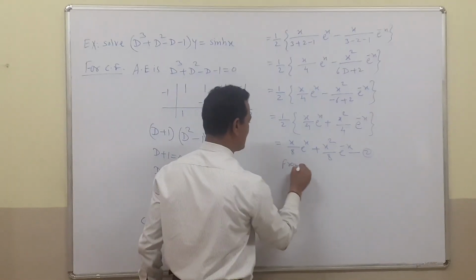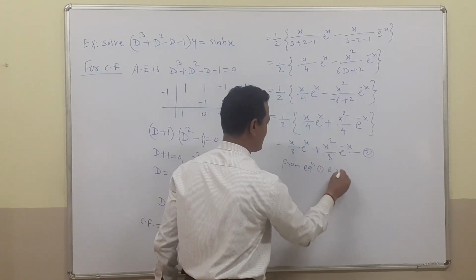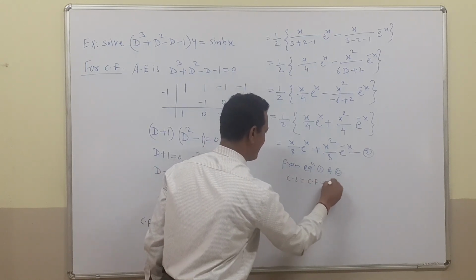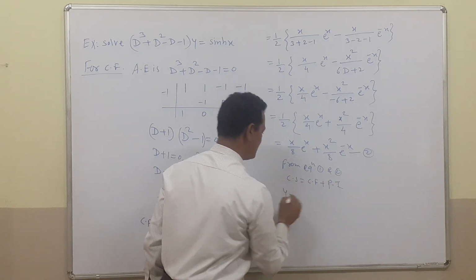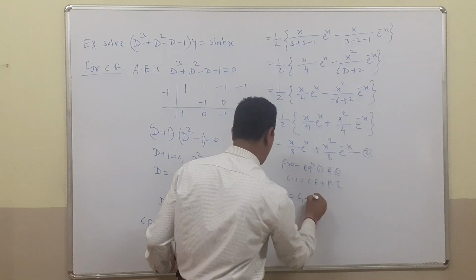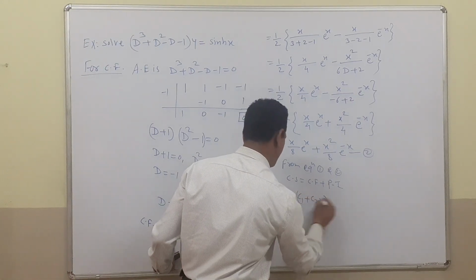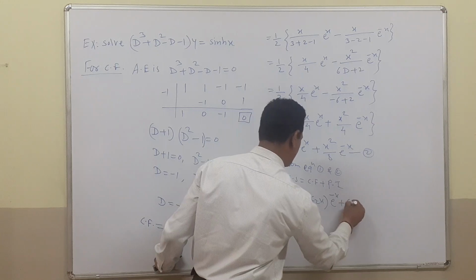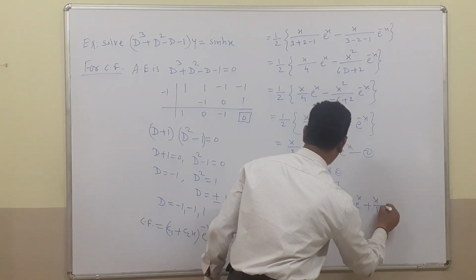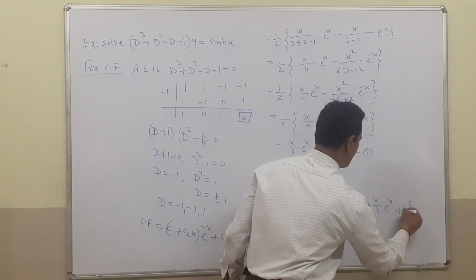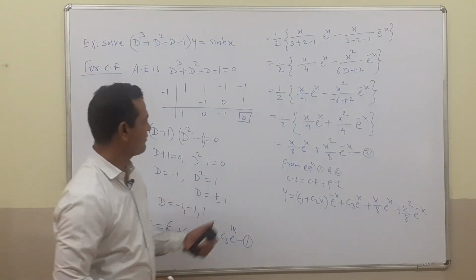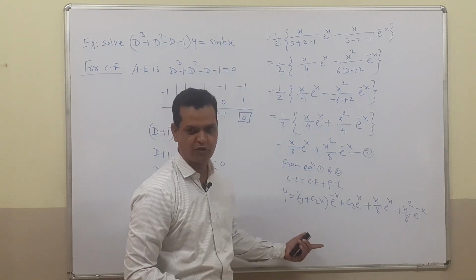So from equation 1 and 2, complete solution is equal to complementary function plus particular integral. So complete solution is y, which is the combination of these two solutions, which is c1 plus c2x, then e raised to minus x plus c3 e raised to x plus x by 8 e raised to x plus x square by 8 e raised to minus x. So in this way we get the value of complete solution of this equation.